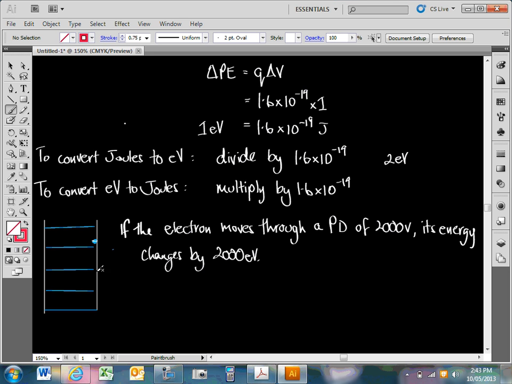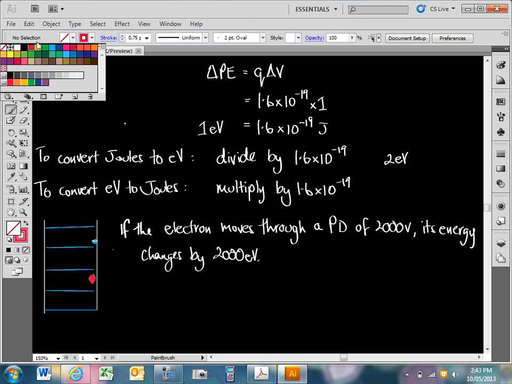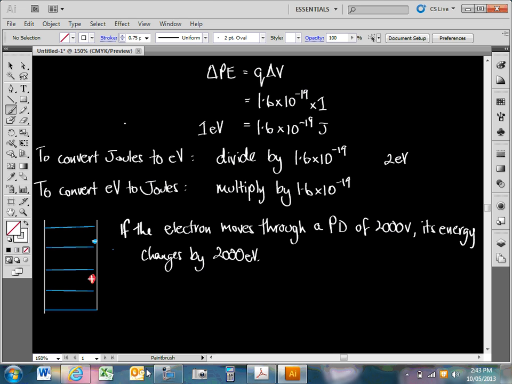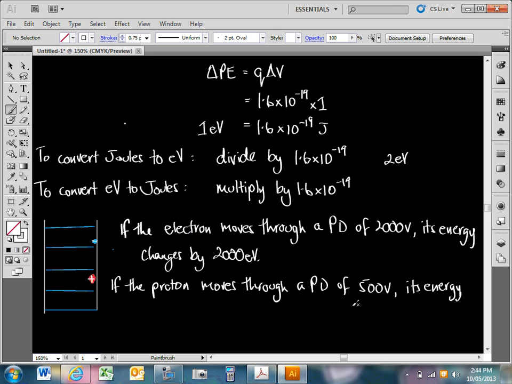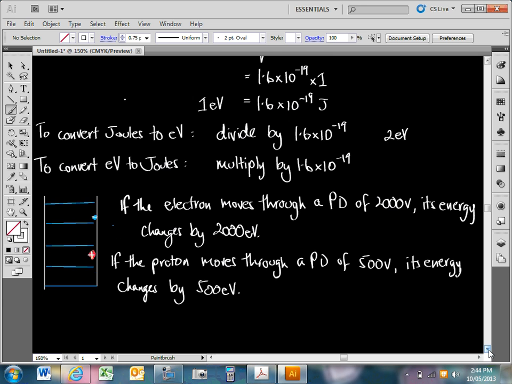Look at a proton. I know protons are much bigger than that, but for the sake of the diagram, if a proton moves through a potential difference of 500 volts, its energy changes by 500 eV, because a proton has the same charge as an electron, just opposite sign.